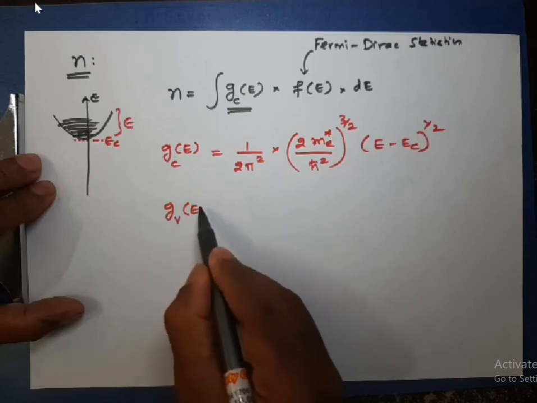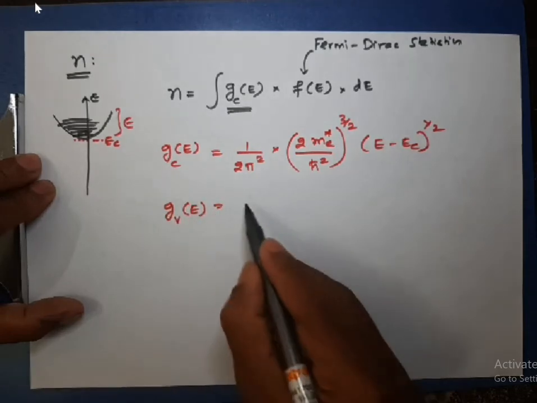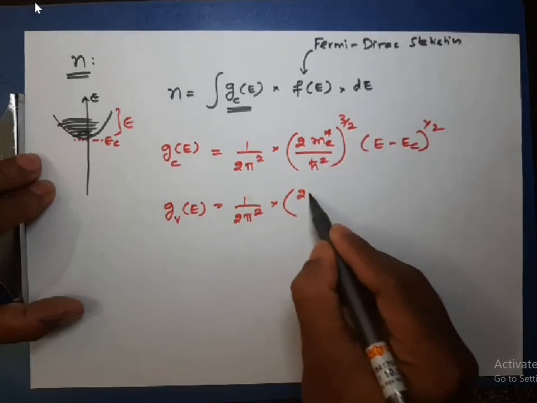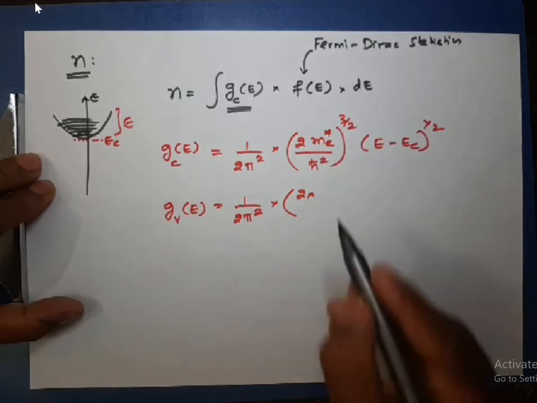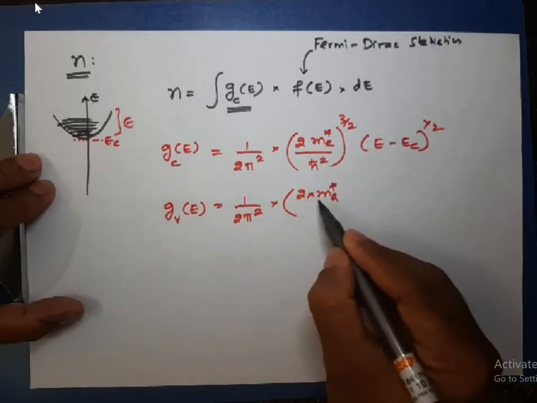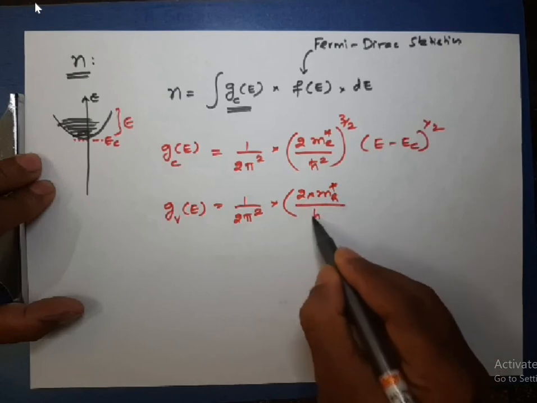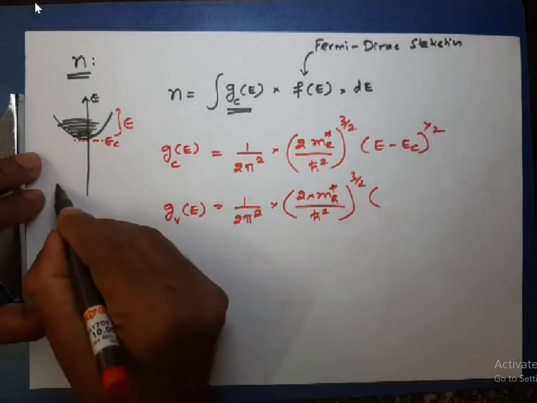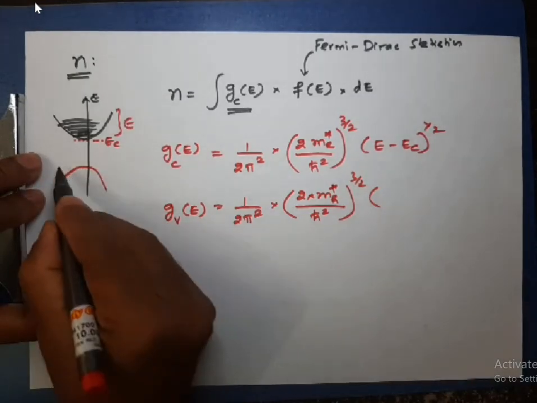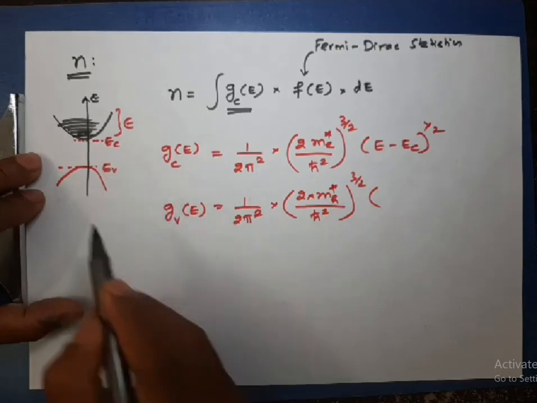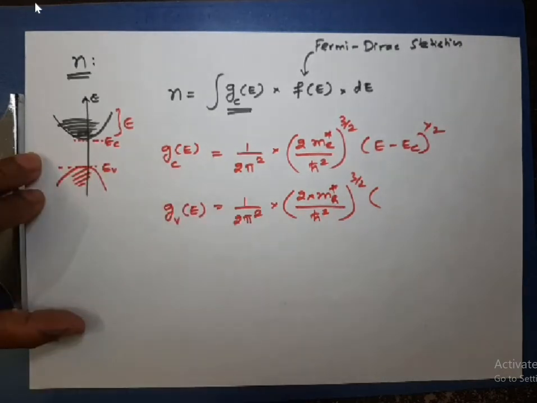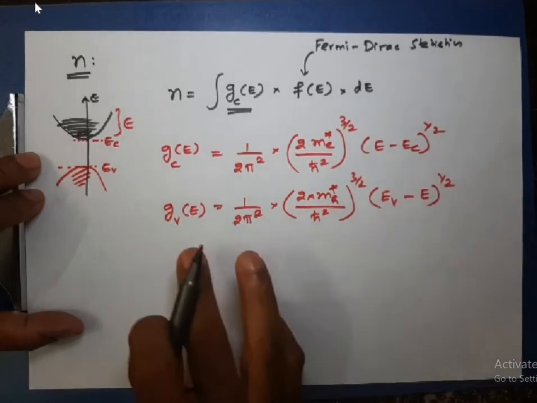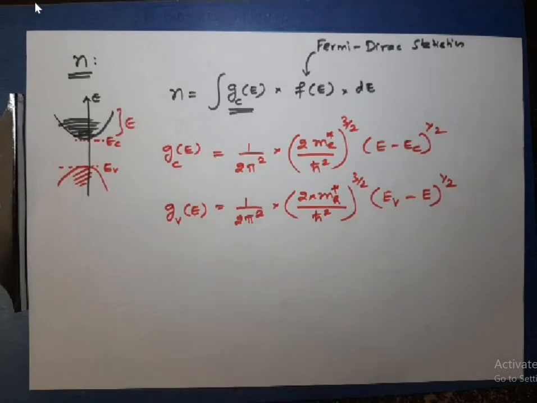In the case of the valence band, the density of states in the valence band is equal to, same expression I'm going to use, 1 by 2 pi square into (2 into, instead of effective mass of electron, I'll put effective mass of hole, divided by h bar square) whole power 3 by 2 into, now for the valence band, this is the EV energy and we should take energy levels below that, therefore (EV minus E) whole power half. This will give you the density of states in the valence band.